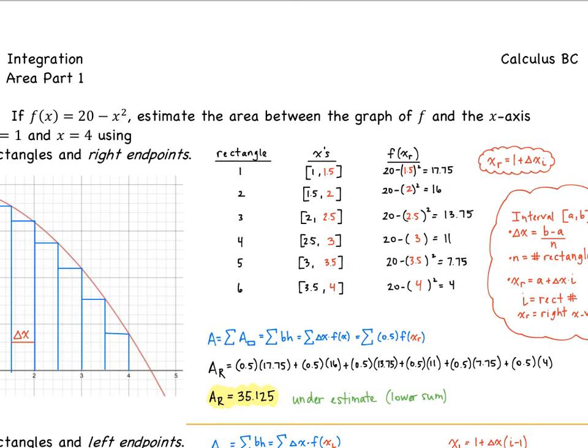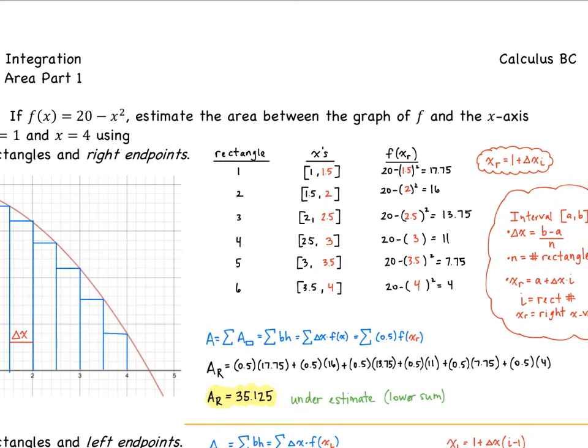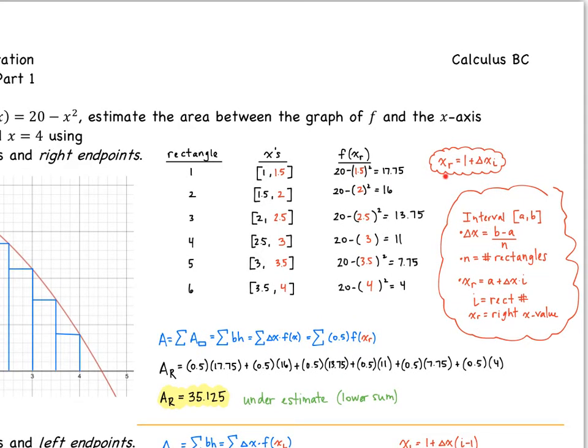One thing to think about as we're doing our labeling is when you see x sub r, that means the x value of our right endpoint. In this case, it starts with that a value, the start of our interval when x equals 1, and we simply add delta x sub i. i is just going to be which rectangle we are on, okay? So this is 1 plus delta x from that first rectangle, and then we would keep going.